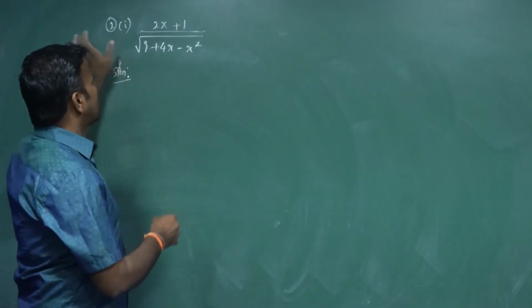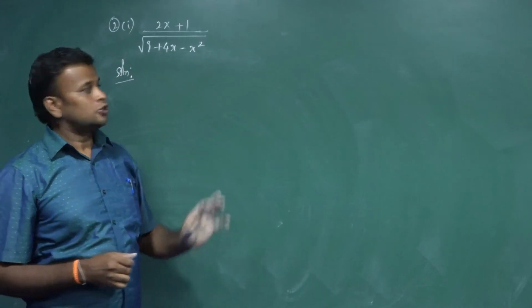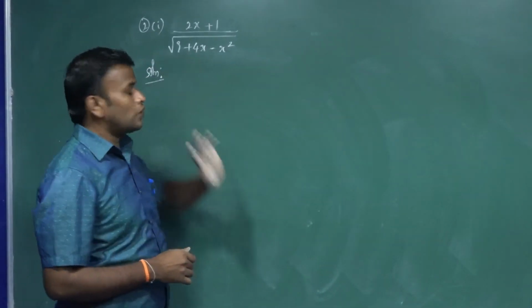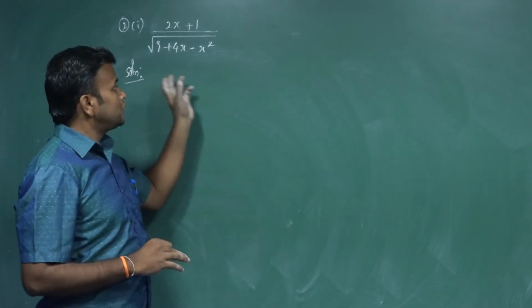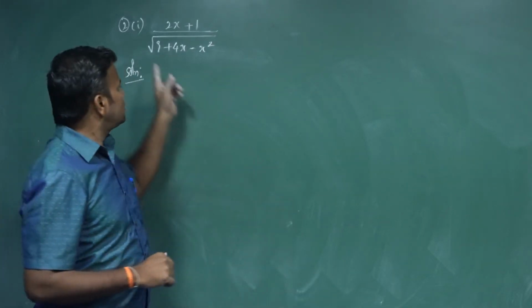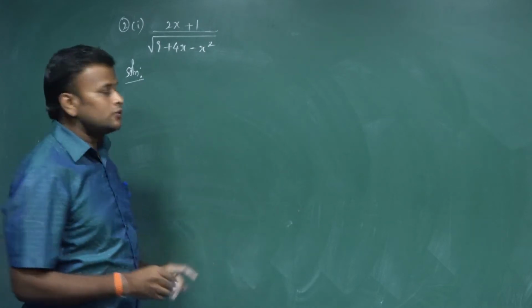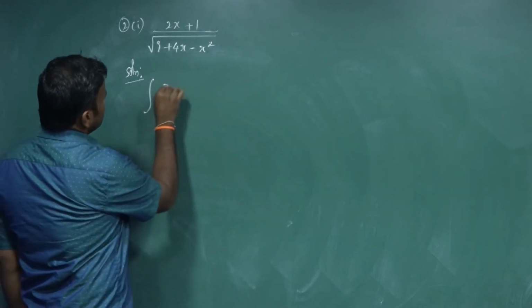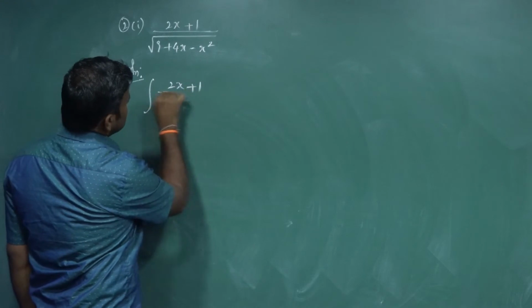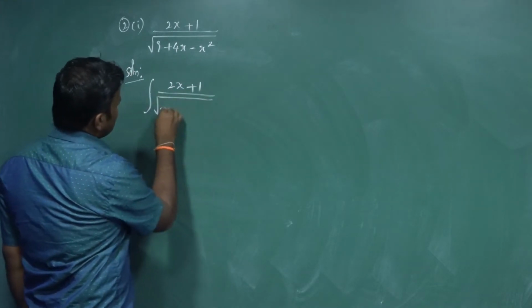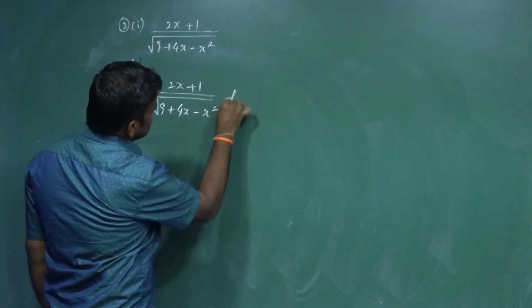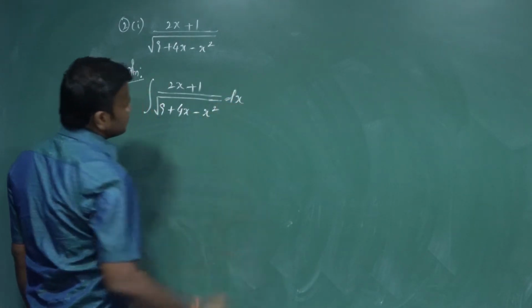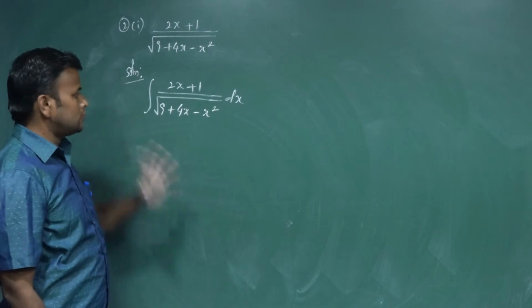Now we move to the second one. Here the sum lies within a square root. We do the same work. In the previous one, the denominator was without a square root; now this sum lies within a square root. The given sum is 2x plus 1 over the square root of 9 plus 4x minus x square, into dx.